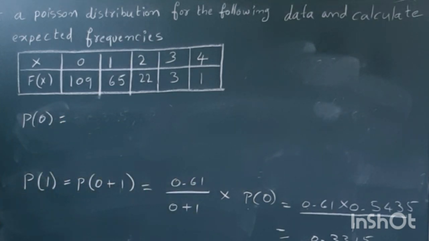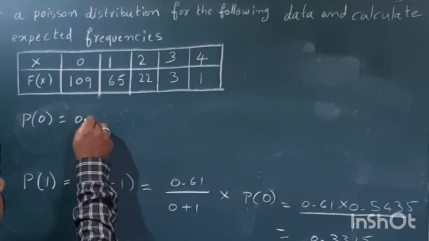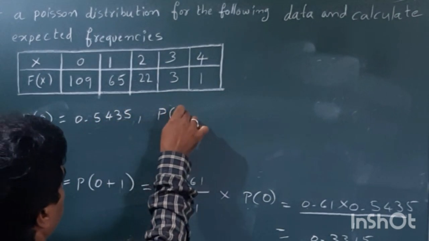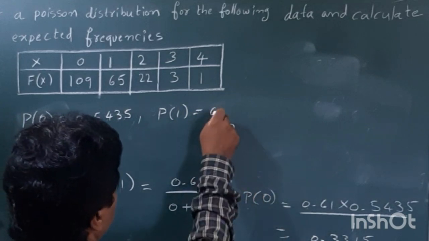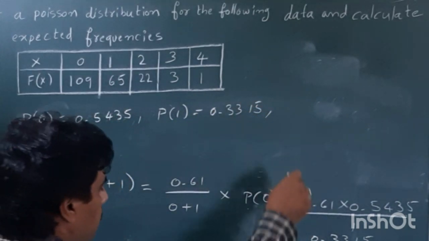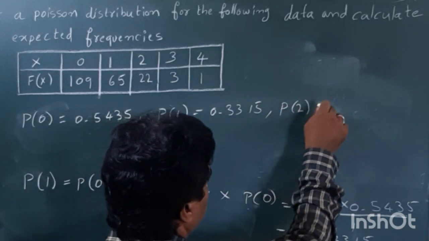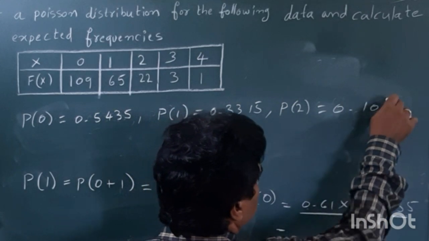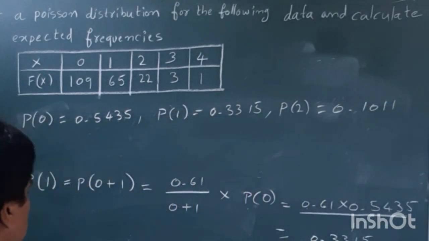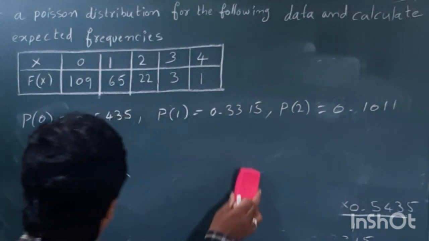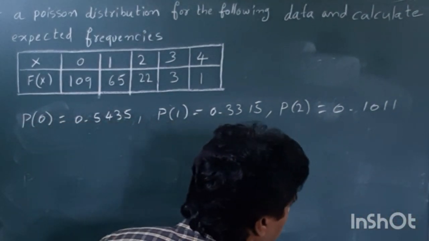P of 0 value is 0.5435. P of 1 value is 0.3315. P of 2 value is 0.1011. Now we need to find out probabilities for 3 and 4.